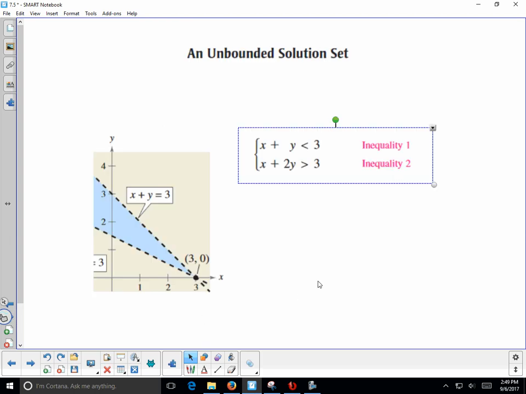And the other thing that can happen is an unbounded solution set. In this case, I have this wedge, this infinity wedge, so it's going to be unbounded because I can find the one vertex of 3, 0, but I cannot find any other vertices.